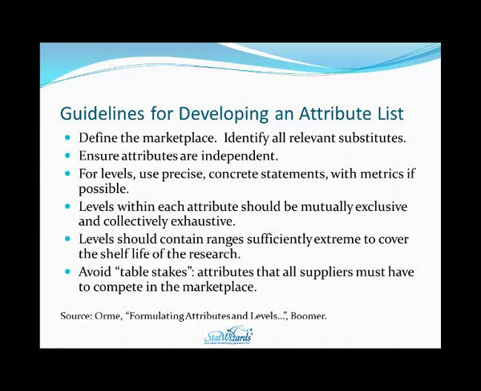Avoid what some companies call table stakes or antes. These are attributes that all suppliers must have to compete in the marketplace. A few years ago, for example, cameras began to appear on mobile phones. So much discrete choice research into mobile phones at that time included camera-related attributes. Now, however, virtually all mobile phones have cameras, so including them as attributes in a contemporary study would waste survey resources.